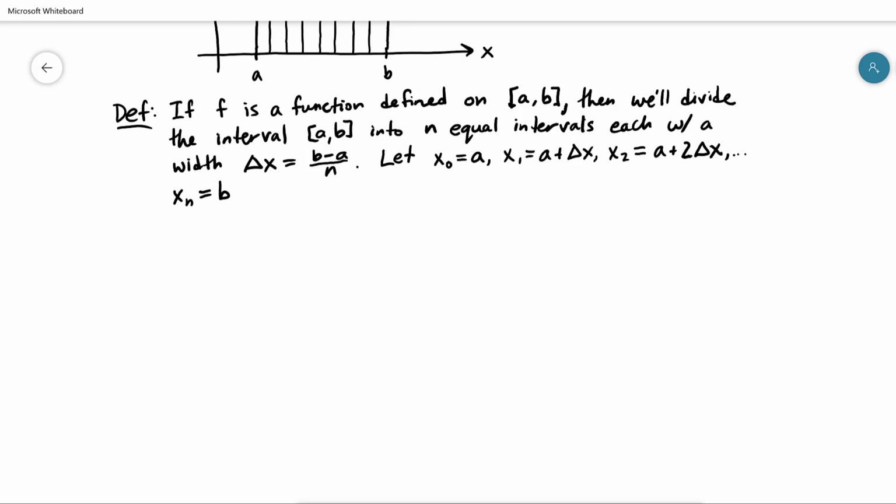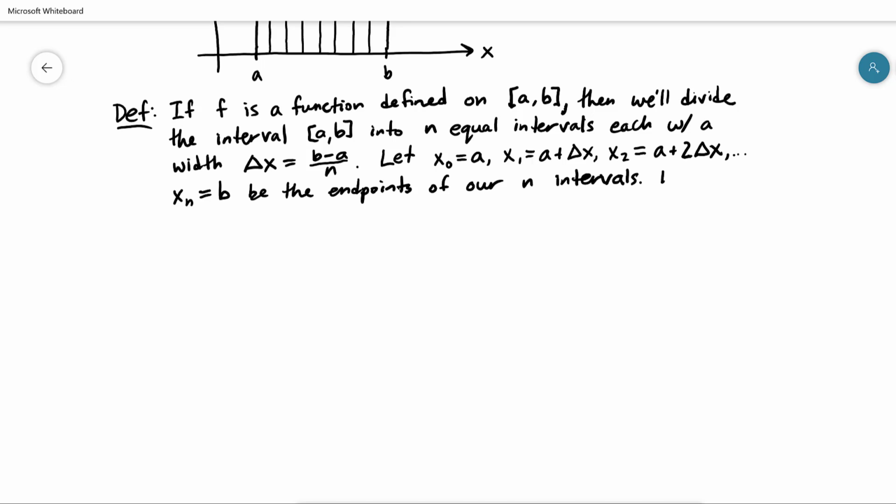So let that list of points be all the endpoints of our n intervals that we've created. So we've created all these little tiny intervals. Here's all their endpoints. We've just listed them off.